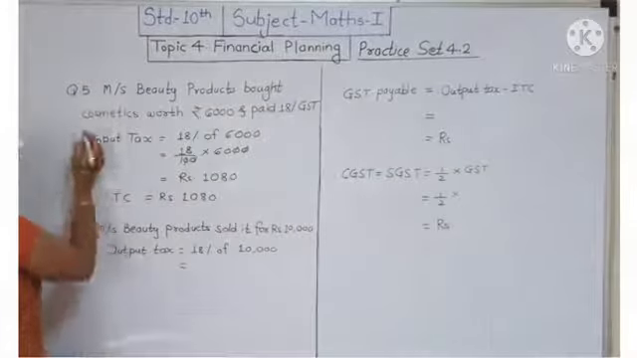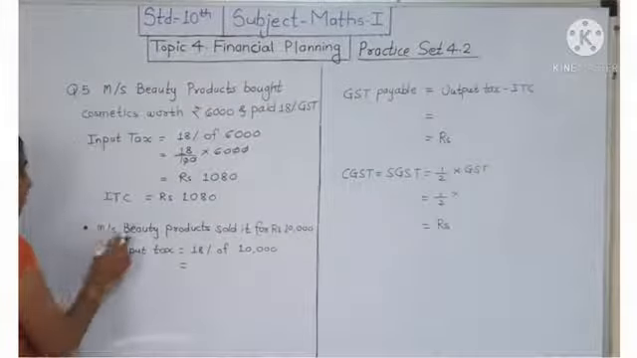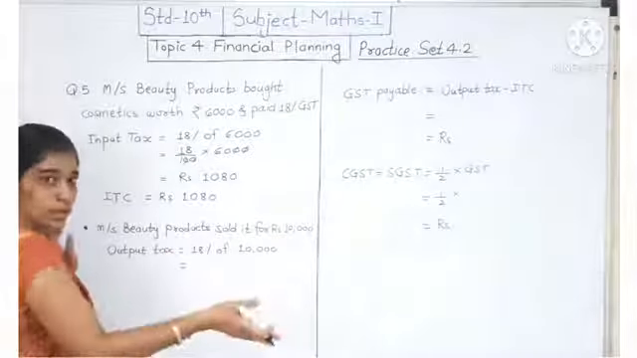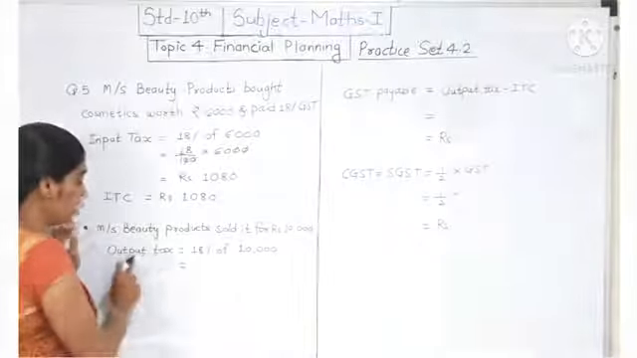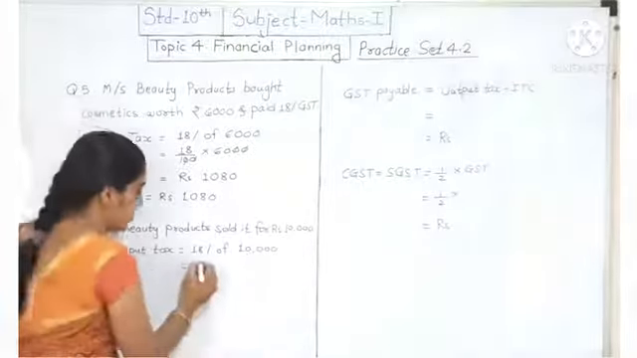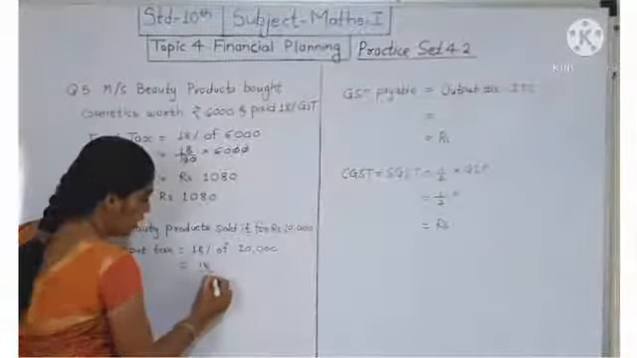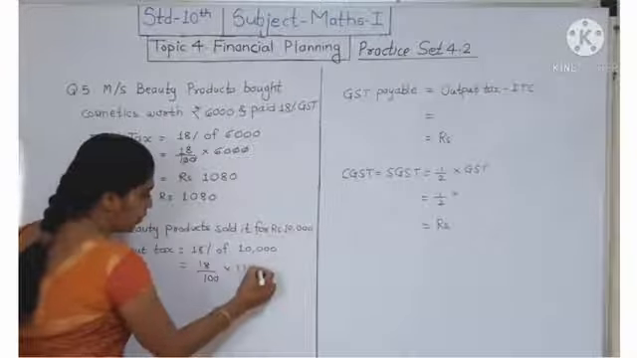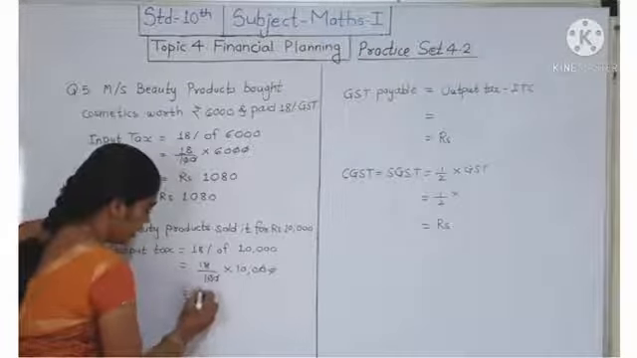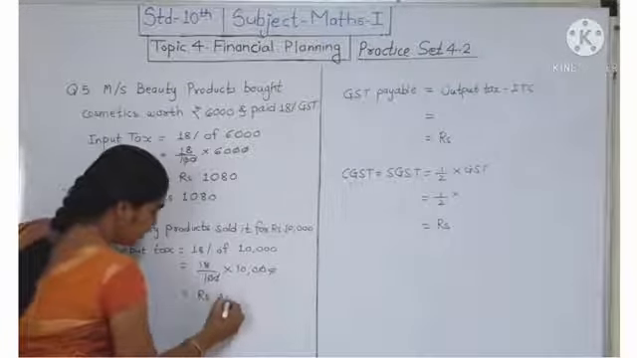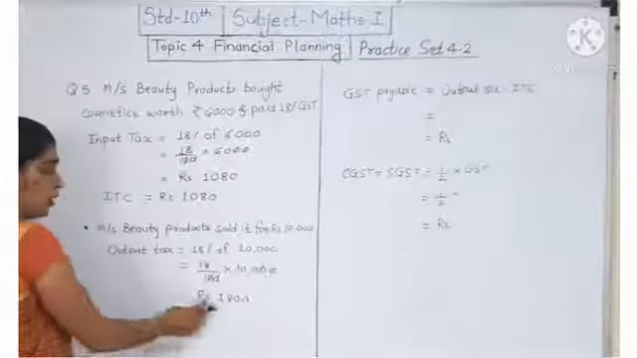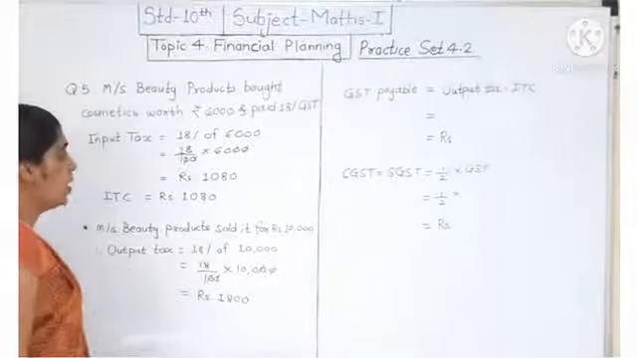And so this is the first. Mrs. Beauty Products sold it for rupees 10,000. At the time of selling, we call it output tax. 18% of 10,000. That is 18 upon 100 into 10,000. Zeros get cancelled, 18 ones are 18 and two zeros. That is here output tax is rupees 1800.